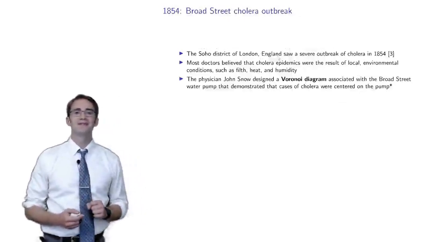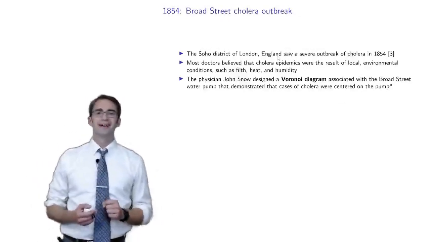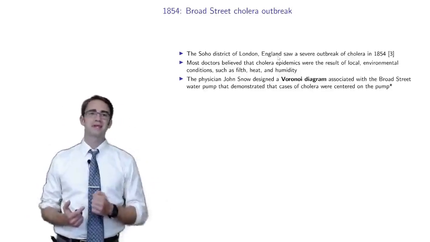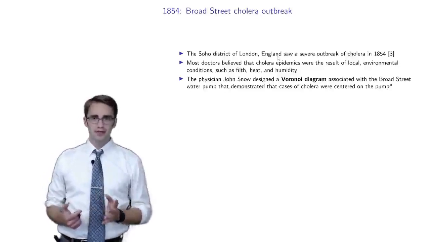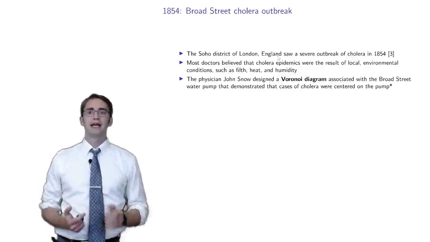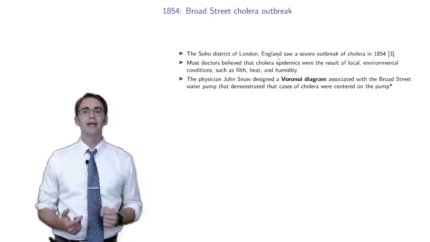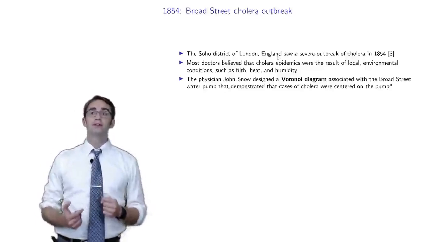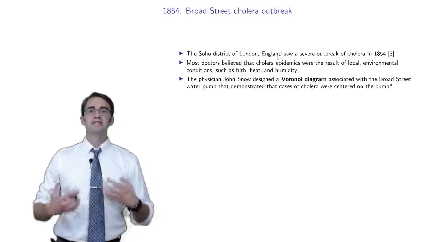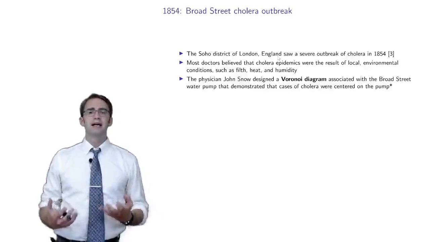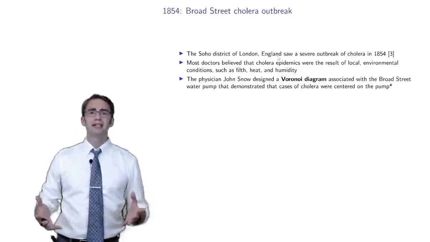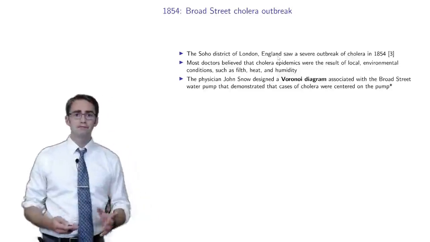1854 was the famous cholera outbreak that was an early application of what are called Voronoi diagrams that we'll look at in a minute. The Soho district of London in 1854 had a severe outbreak of cholera. And most doctors at the time believed that cholera epidemics were the result of things like disease, filth, environmental conditions. It's too hot, it's too humid. Right? The germ theory of disease, I guess, wasn't fully accepted at that time.